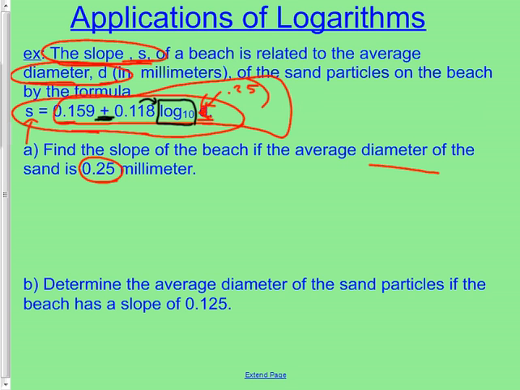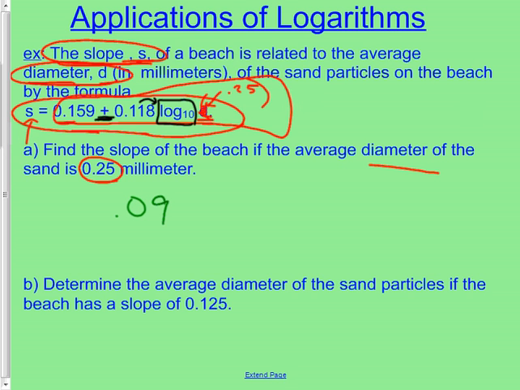All right, so for those at home, here's what you should have done. You should have taken your calculator and entered log 0.25, then multiplied by 0.118, then added the 0.159. Notice the order is really important. And what did you get for part A? Say that again? 0.09. And what did we just figure out? The slope of the beach.